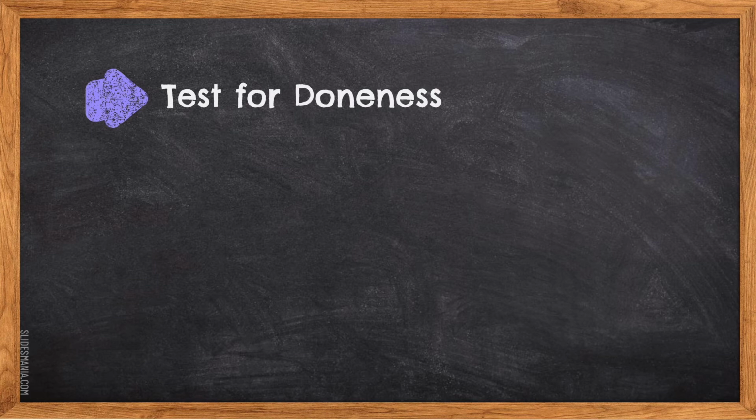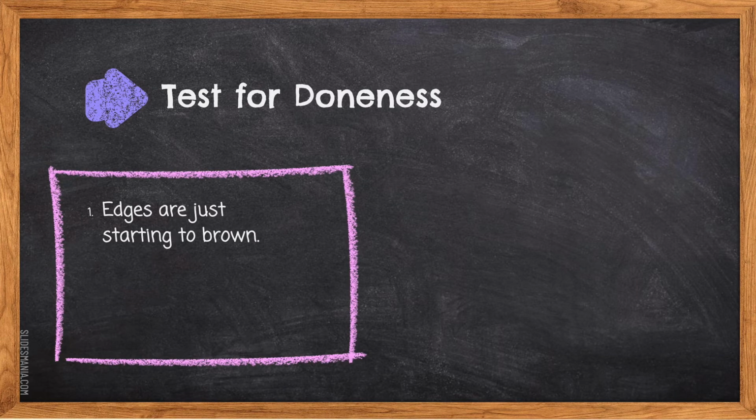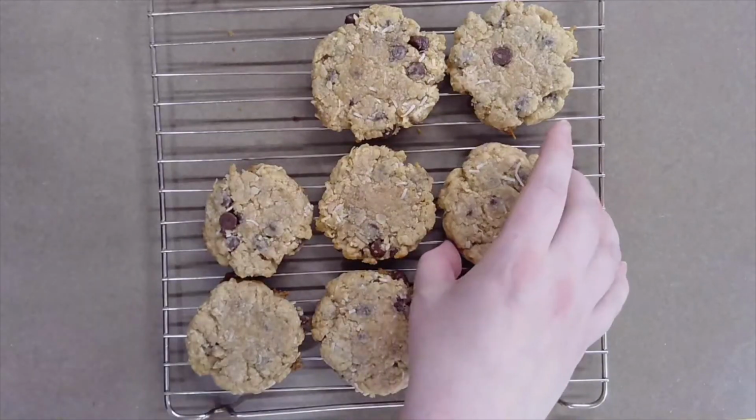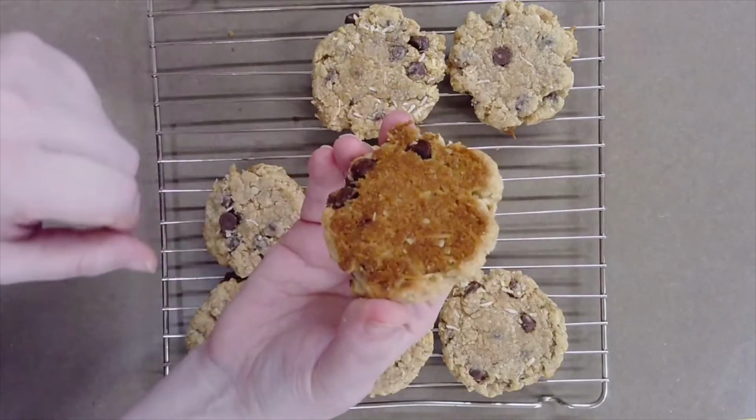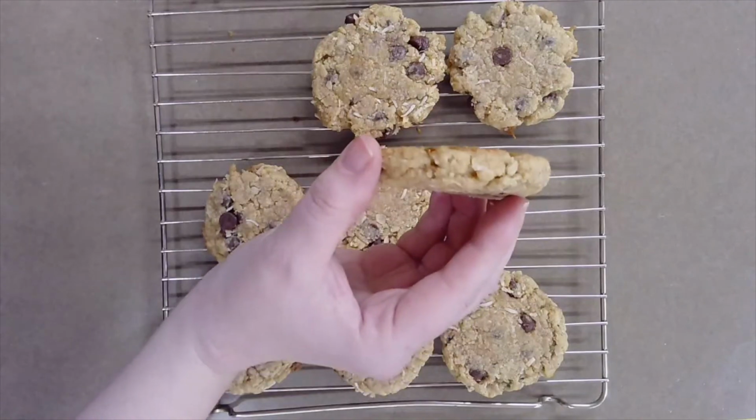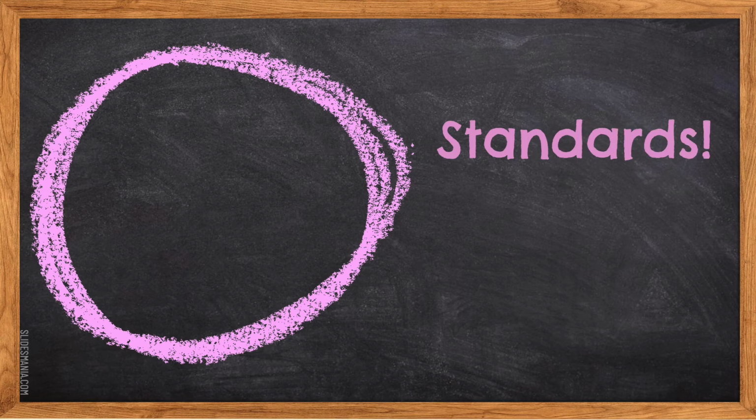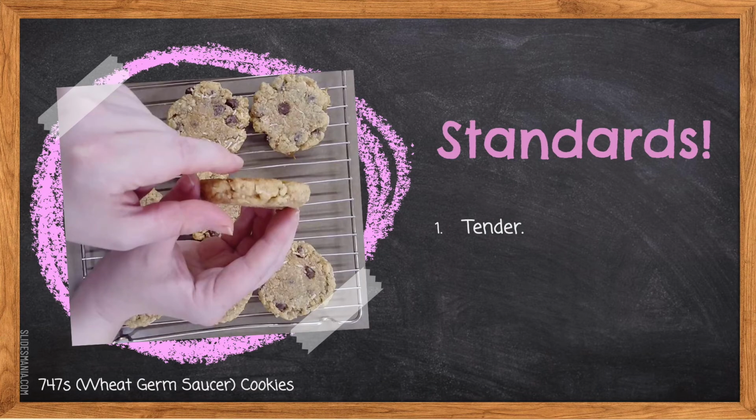Test for doneness. 1. Edges are just starting to brown. Standards. 1. Tender. This means you didn't overmix your cookie, making the gluten become overactivated, causing a tough, hard cookie. We want to make sure it has the soft, chewy texture that is associated with all of our ingredients.